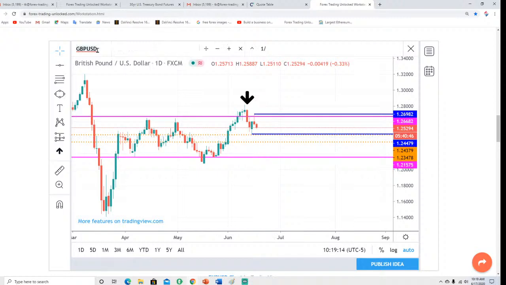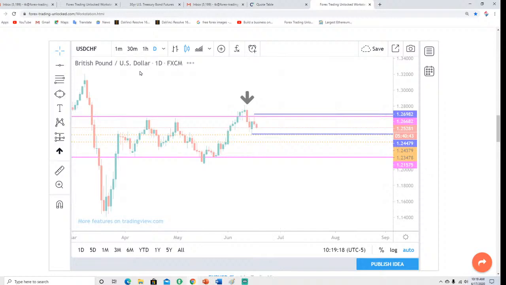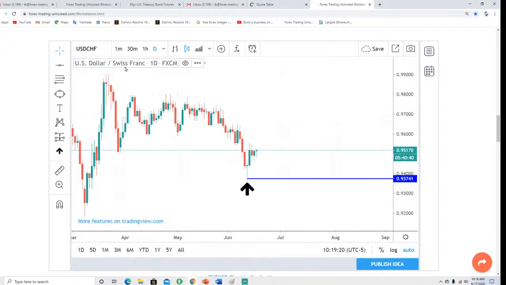Let's see what we have going on in the US dollar Swiss to complete our European crosses versus the dollar. Well, we have a short-term buy signal here that was triggered the other day.